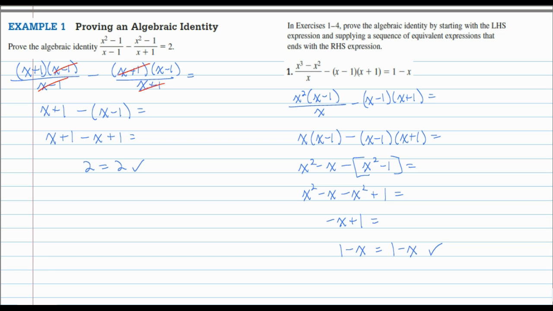Now in both of these problems, the more complicated side was obvious, and it was the left side both times. It won't always be like that. This left side was obviously more complicated than just 2, and the right side was obviously more complicated than just 1 minus x. It was easier to work with the left side and simplify. You guys have a lot of experience with simplifying. Half the directions you deal with in math say simplify. So work with the more complicated one and keep the end in mind.